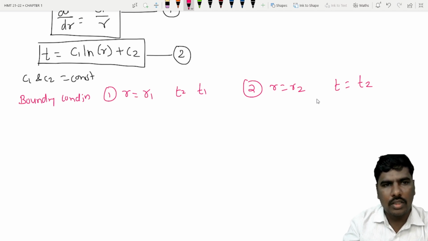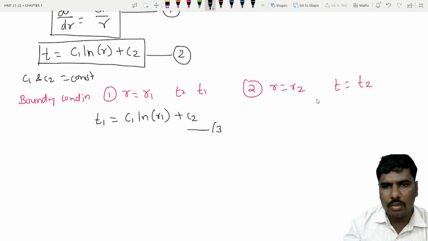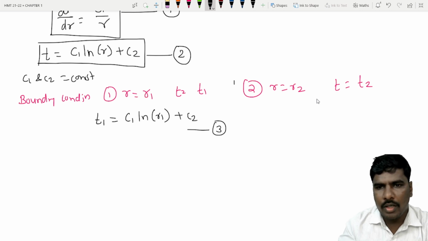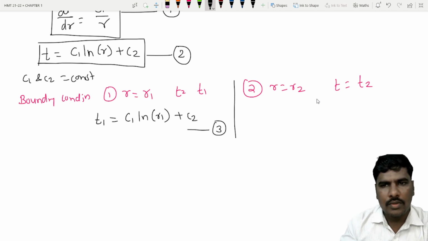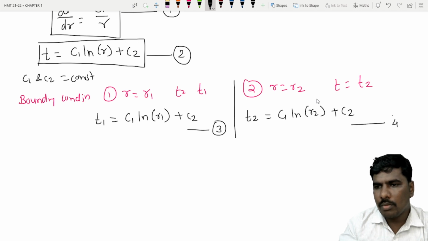We will put these into the temperature distribution equation. Putting the first boundary condition, instead of T I am putting T1, which is equal to C1 ln r1 plus C2, instead of r I am putting r1. I will give this equation number 3. Now putting the second boundary condition in this equation, instead of T I am putting T2 is equal to C1 ln r2 plus C2. I will give this equation number 4.